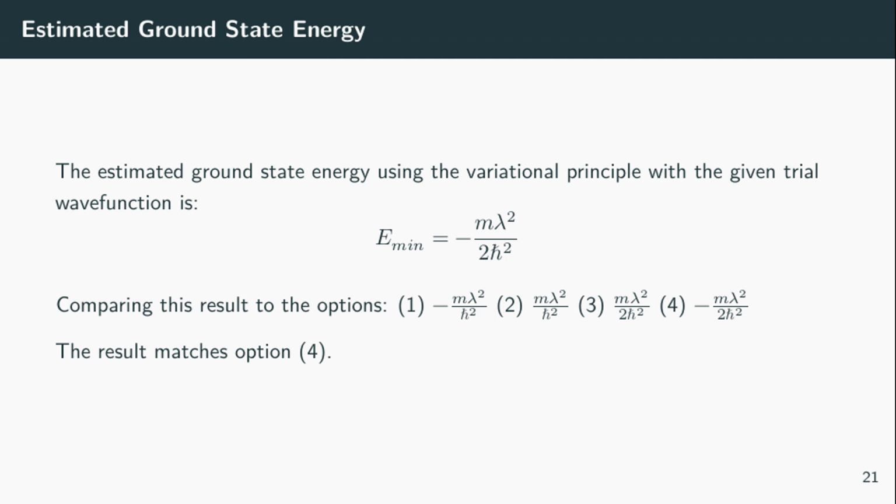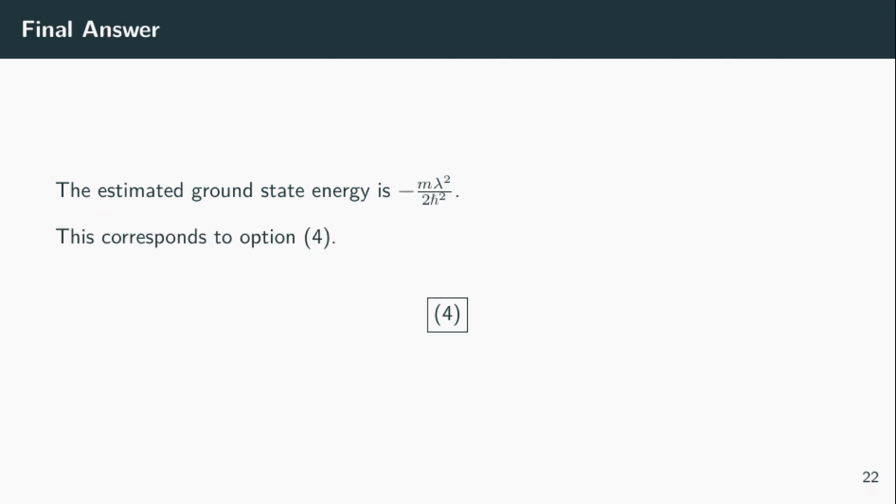Now let's compare this result to the options we were given at the beginning. Option 1 was minus m lambda squared over h bar squared. Option 2 was m lambda squared over h bar squared. Option 3 was m lambda squared over 2h bar squared. And option 4 was minus m lambda squared over 2h bar squared. Minus m lambda squared over 2h bar squared matches exactly with option number 4. The estimated ground state energy is indeed minus m lambda squared over 2h bar squared. This corresponds to option number 4.